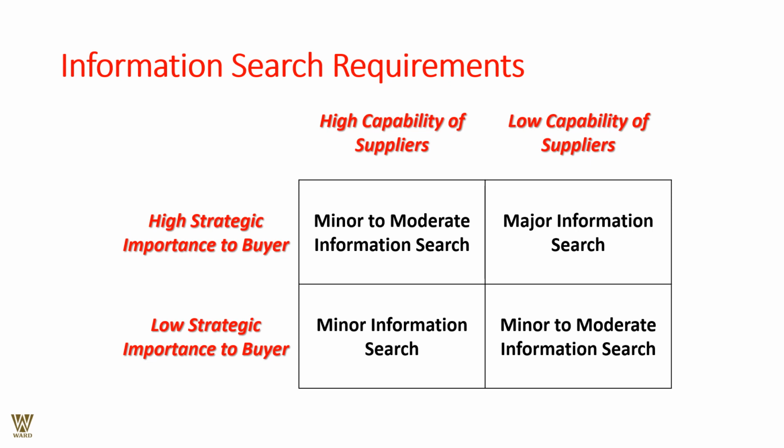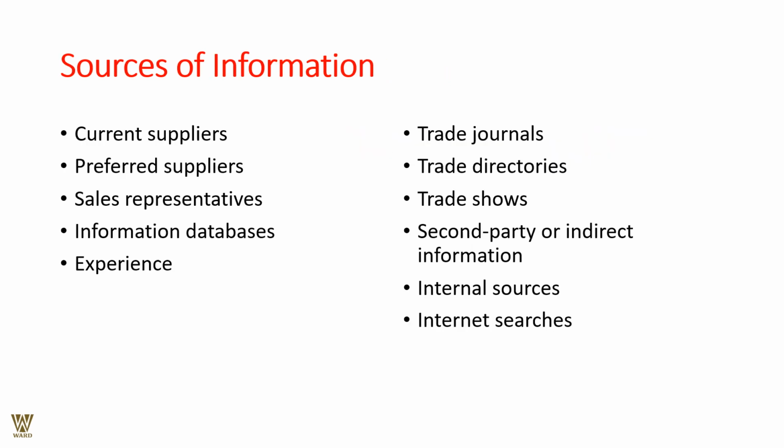The same applies when we come to low strategic importance for the buyer and high capabilities of the supplier. In fact, anybody can tell that it's a minor information search, because there is a market leader already there, and for the buyer it is not as important. But what happens when both are at the lower end, both the supplier and the buyer? You require minor to moderate information search.